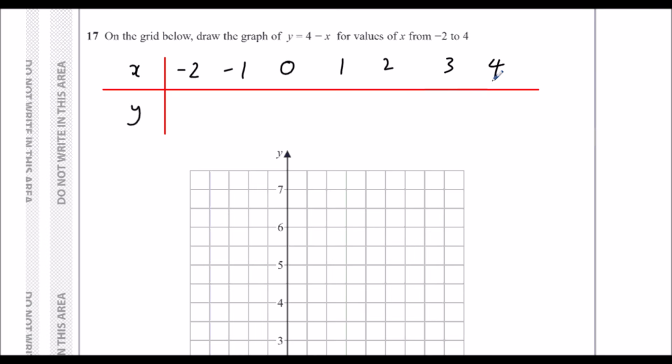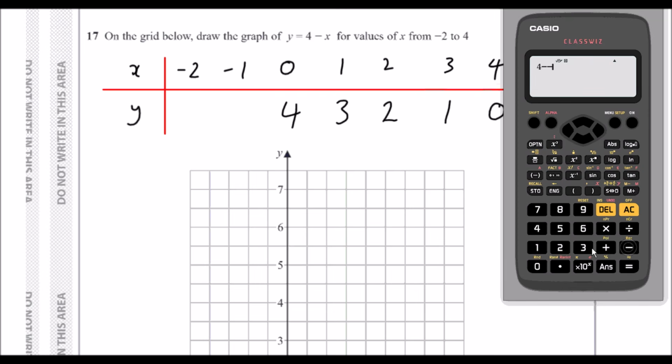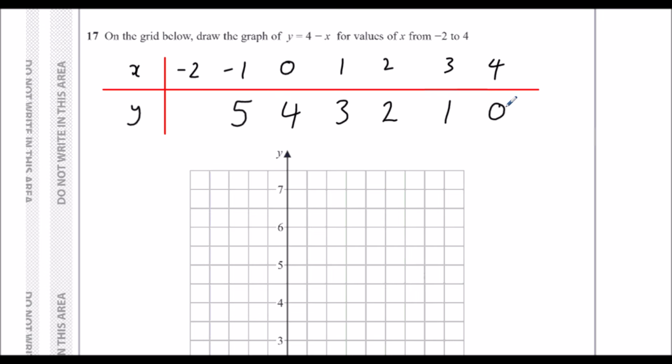4 take away 4 is nothing. 4 take away 3 is 1. 4 take away 2 is 2. 4 take away 1 is 3. 4 take away nothing is 4. 4 take away negative 1. So 4 minus negative 1 is 5. And we should see a pattern here. 4 minus negative 2 is 6.